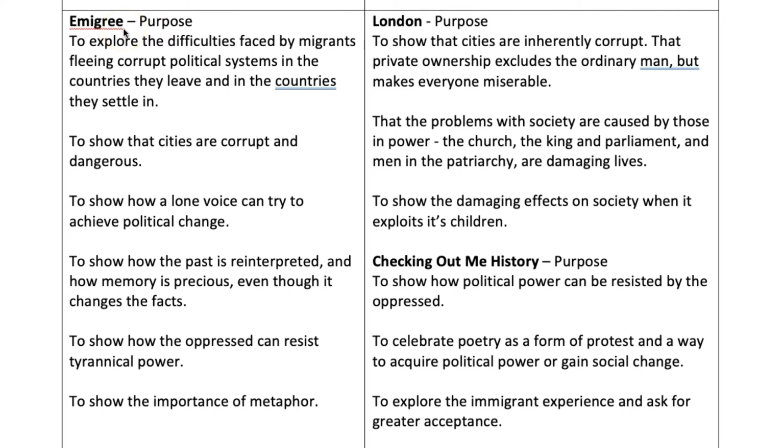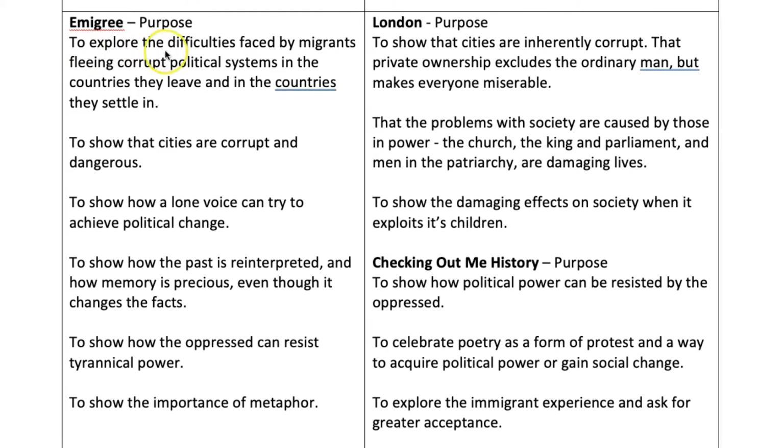The key thing is to understand the poet's purpose. Let's get started. Now, Emigree is a really interesting poem. It's easy when you see it on the page to kind of think, oh, it's not really very much good. But when you start to analyse the number of purposes the poet has, there's a lot in it.